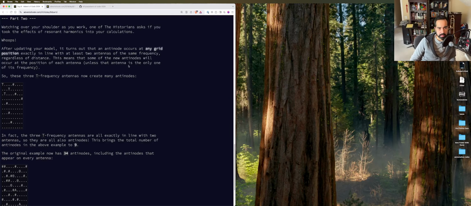After updating your model, it turns out that an antinode occurs at any grid position exactly in line with at least 2 antennas of the same frequency, regardless of distance. This means, that's, well, I'm not going fast and I'm working in Common Lisp and I had a head start. I've got my own code curses.